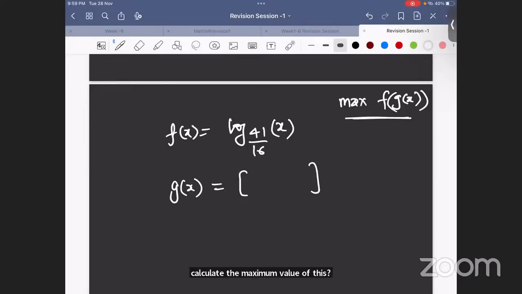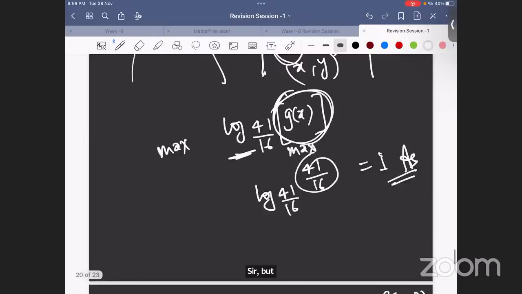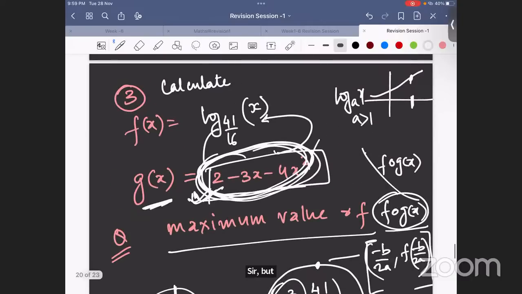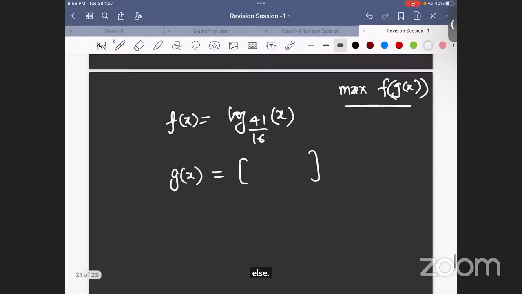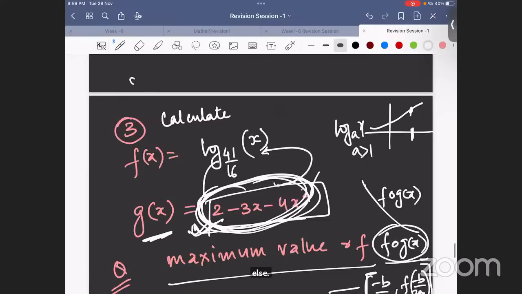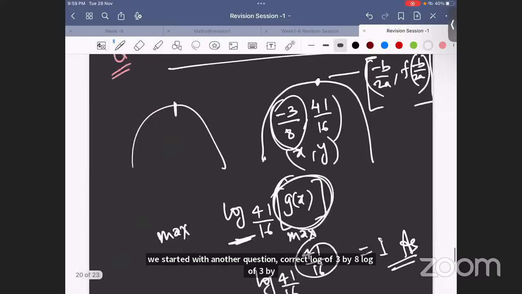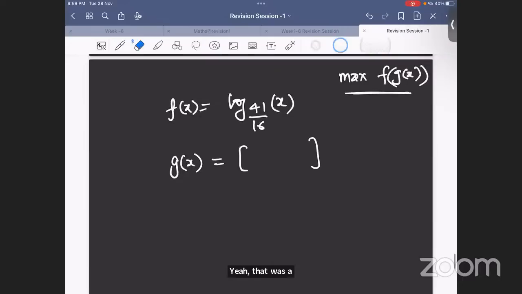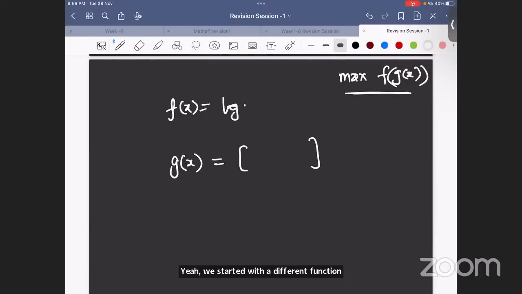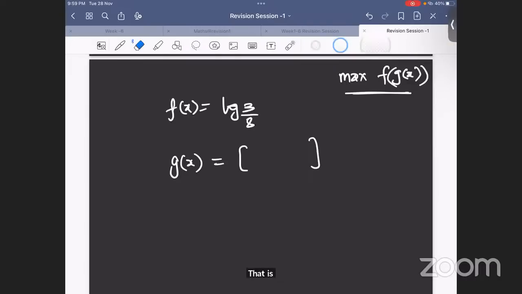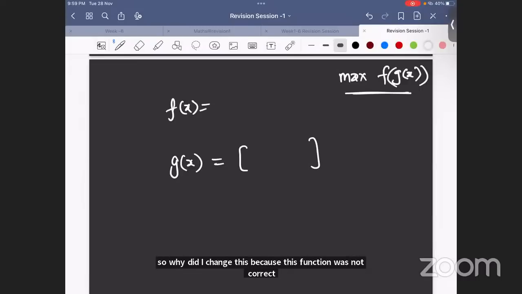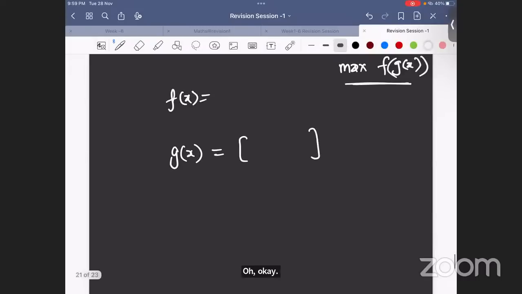Sir, but f(x), can you go over it? It was saying something else. Yeah, this is log base 41/16 of x. But we started with another question, correct? Log base 3/8 of x, that was different. Yeah, we started with a different function. But g(x) was the same for both questions. So why did I change this? Because this function was not correct. Okay, then it's fine, sir. No issue. Thank you.